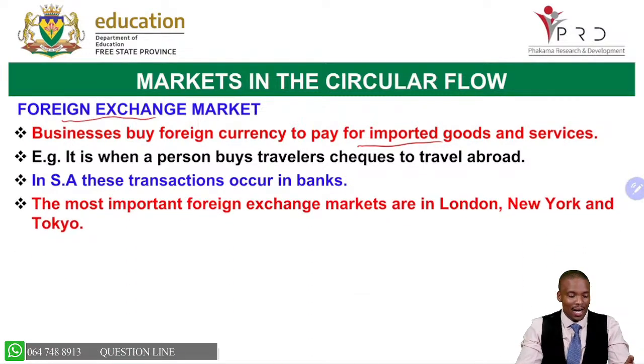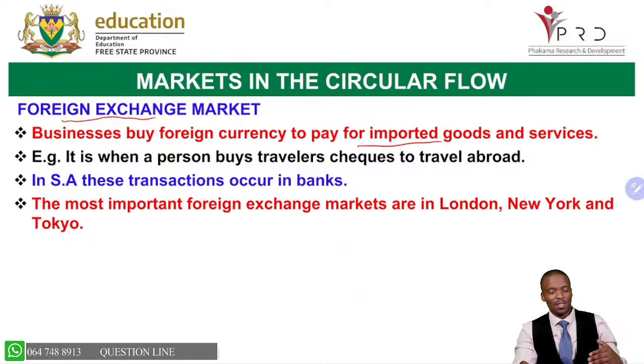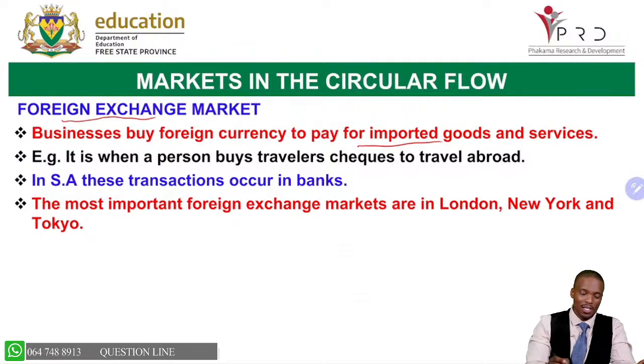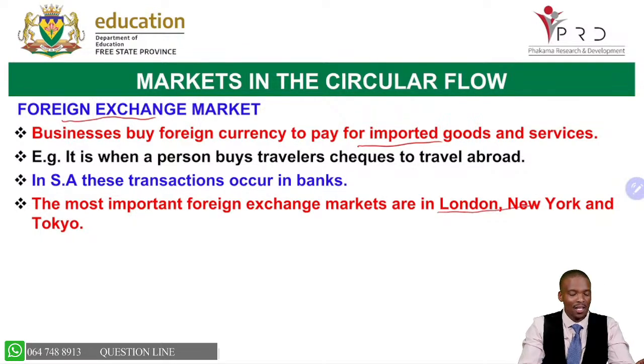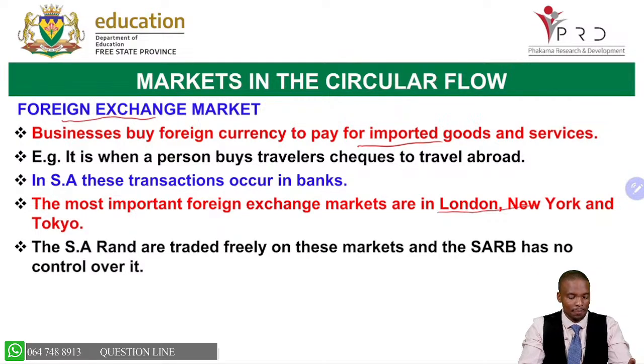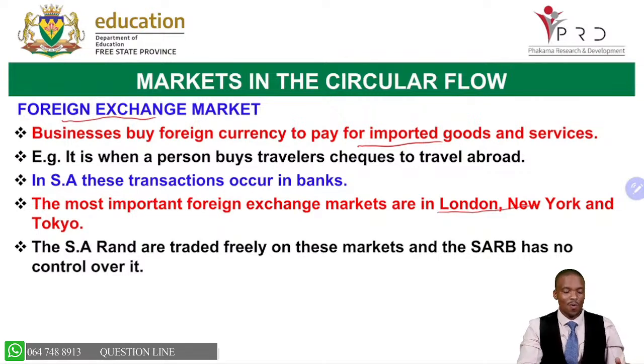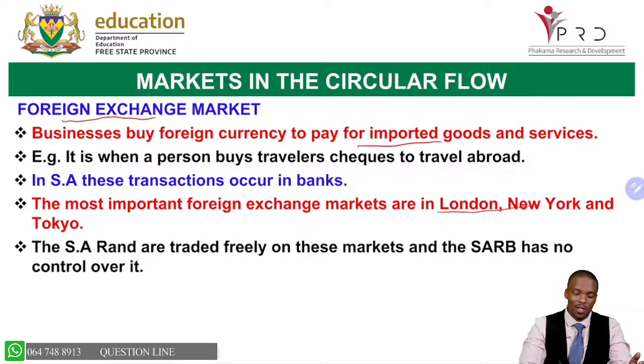Okay, in South Africa, we fully understand that these transactions occur in the banks. So if you go to the bank, you want to exchange the rands into dollars, they will assist you with that. You want to exchange the dollars into any other currency, they will assist you with that. And also if you go to the airports and elsewhere, we've got that. So in the foreign exchange markets, we're looking at things such as the London, the New York, as well as the Tokyo market. And the South African rand is freely traded in this market because we are using what we call the free floating exchange rate system, where there is no government intervention, or the SARB has no control over that market.